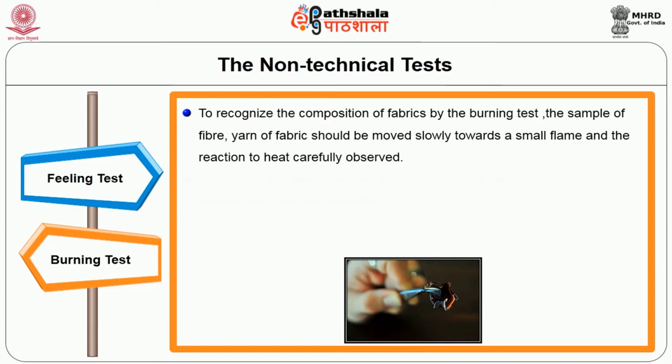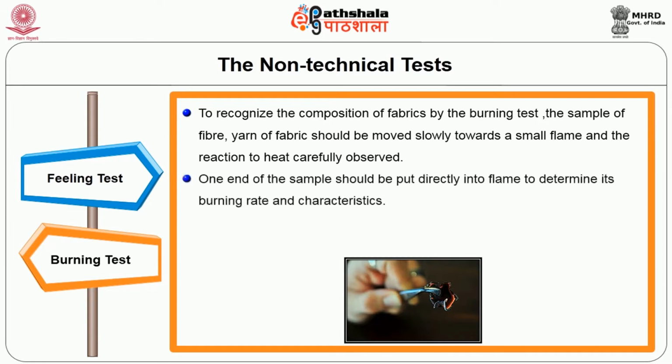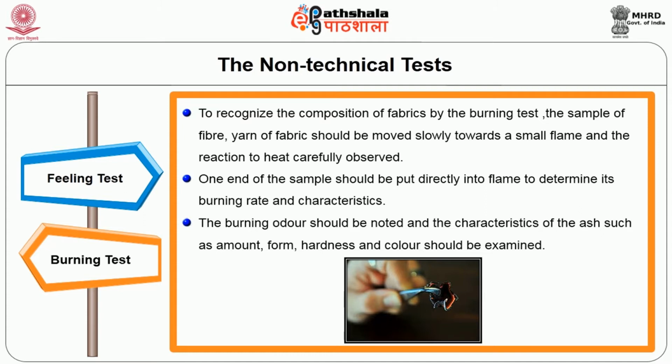To recognize the composition of fabric by burning test, the sample of fiber or yarn of fabric should be moved slowly towards a small flame. The reaction to heat is carefully observed. One end of the sample should be put directly into the flame to determine its burning rate and characteristics. The burning odor should be noted and the characteristics of ash such as amount of ash, form of ash, hardness of the ash and color of the ash should be examined in the burning test.